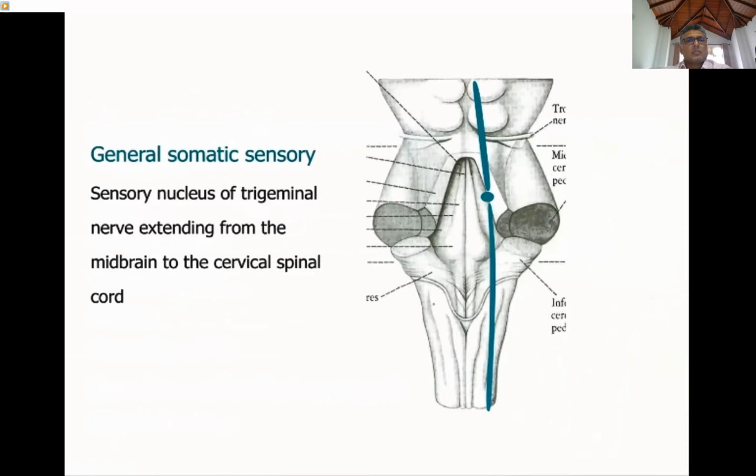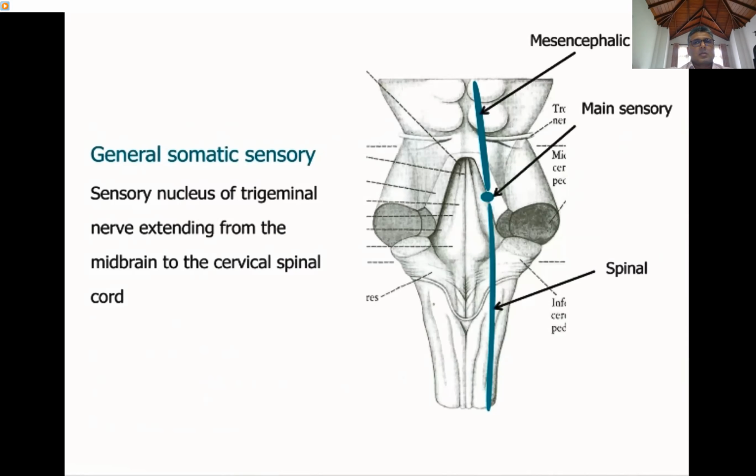There is only one general somatic sensory nucleus, which is the sensory nucleus of the trigeminal nerve. Even though the general somatic sensations can travel through other cranial nerves as hitchhiking fibers, they ultimately end up in the somatic sensory nucleus of the trigeminal nerve.